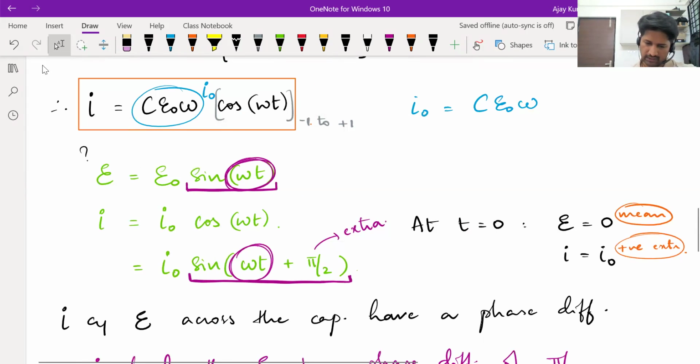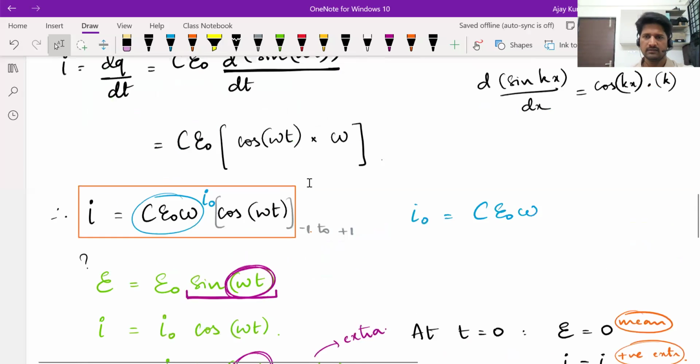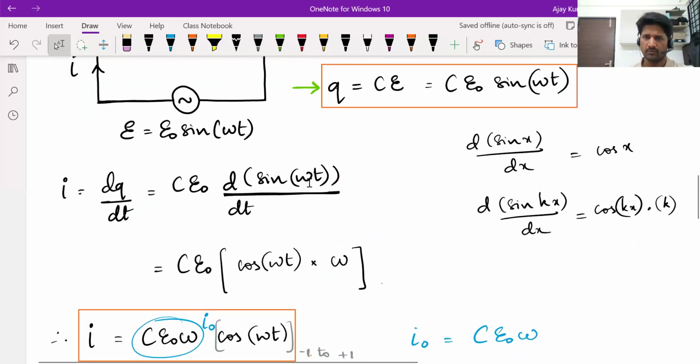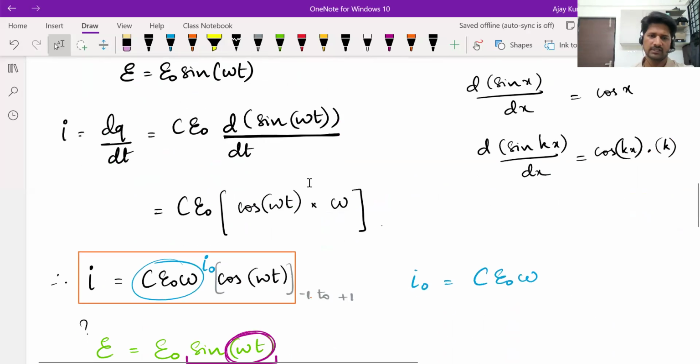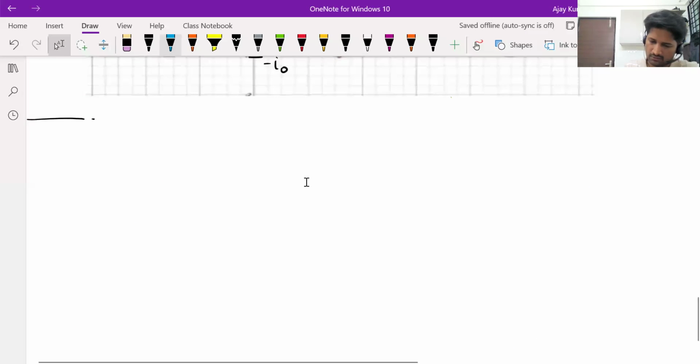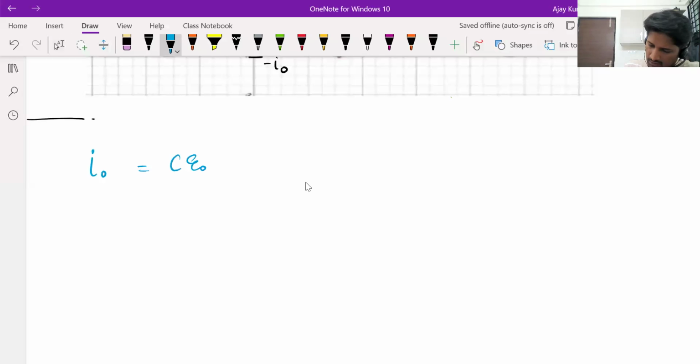Next, look at the equation we got for current. I is equal to C E naught omega. Basically, this came from differentiation of charge. Charge was C E naught sine omega t. That's basically Q is equal to CV. Upon differentiating charge, we got the current equation C E naught omega cos omega t. So we get I naught, the peak value of current, as C E naught omega. This can be written as E naught divided by 1 by C omega.